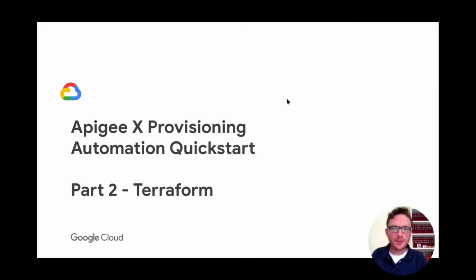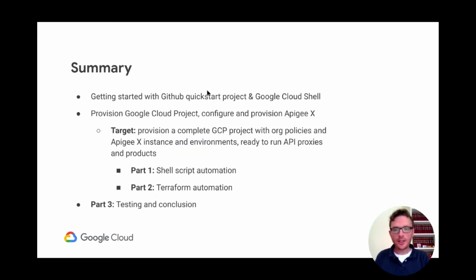So, welcome to part 2 of this video series on Apigee X and Google Cloud provisioning and automation. In this section, we're going to do the same provisioning that we did in part 1, but now with Terraform, and to see exactly how that process works. So let's jump in. We're going to use our same GitHub Quickstart project, but this time we're going to use part 2, so the Terraform automation, and let's just jump right over.